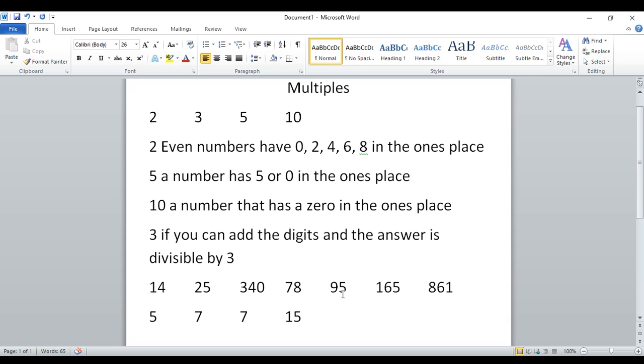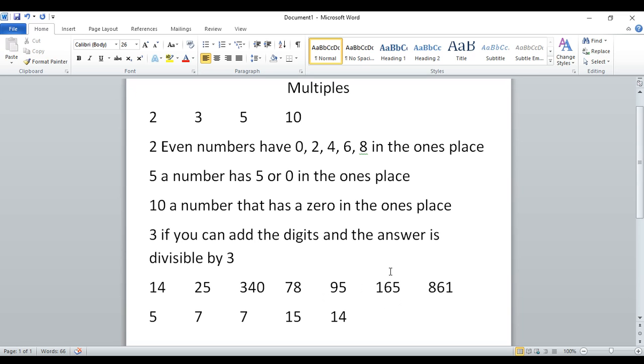Let's go over here to 95. We're going to add up our two digits. What's 9 plus 5? 14. Will 3 go into 14 equally without having a remainder? It will not. So 95 will not be a multiple of 3.